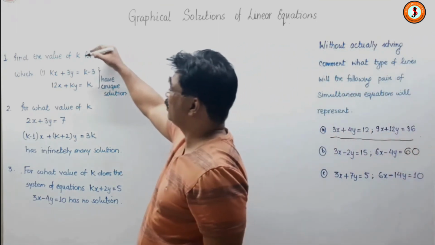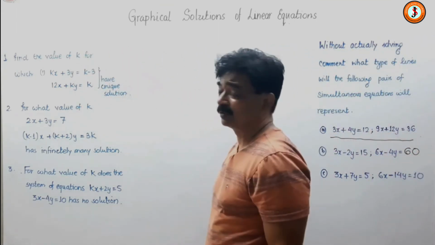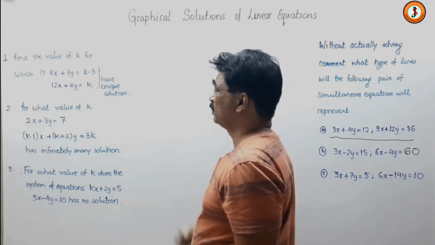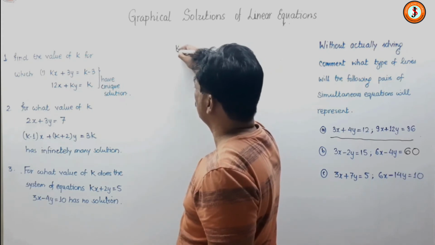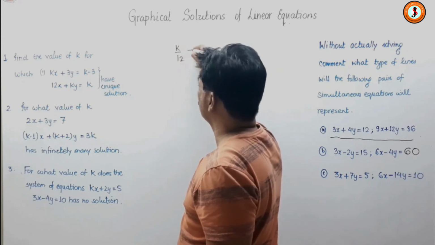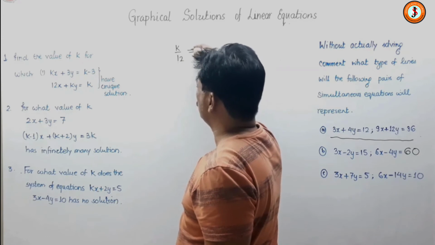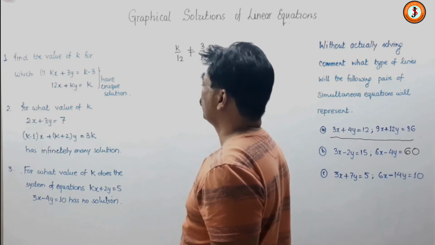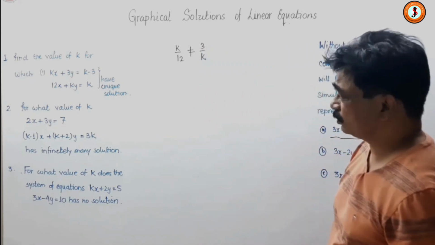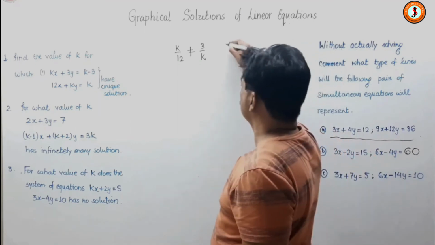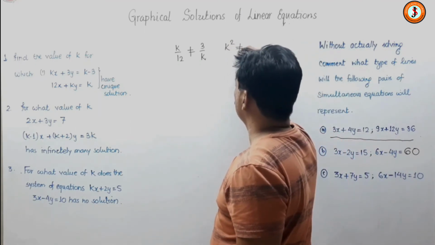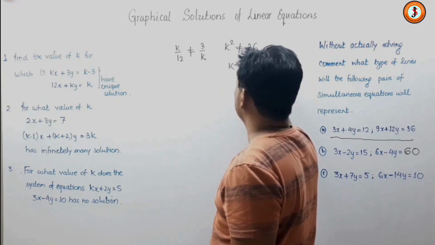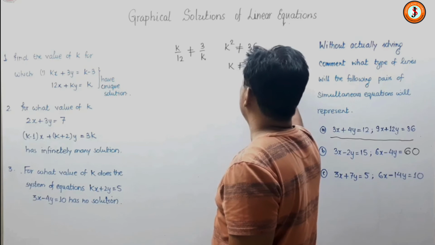Now they are telling to find the value of k. This came in 2019. Find the value of k for which these two equations will have a unique solution. So for a unique solution, what will happen? k by 12, that is a1 by a2, should not be equal to b1 by b2. That means k square should not be equal to 36. That means k should not be equal to under root 36, that means either plus 6 or minus 6.